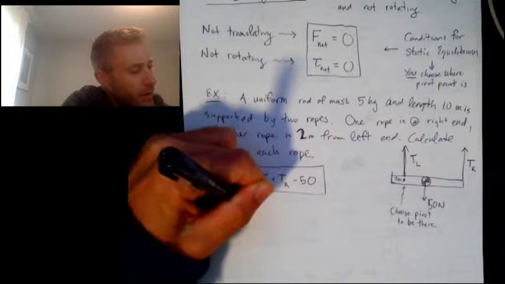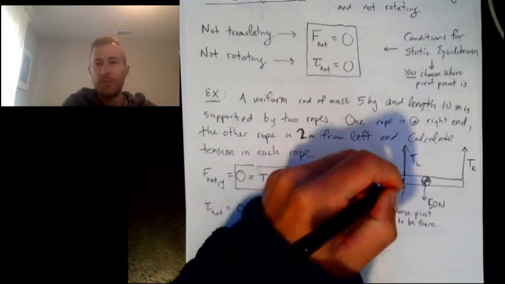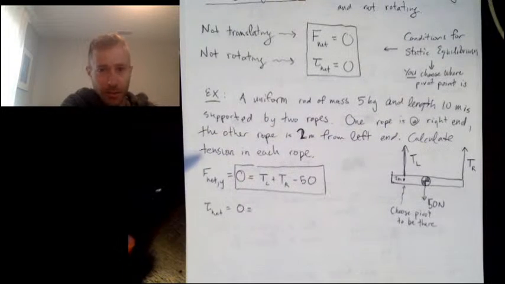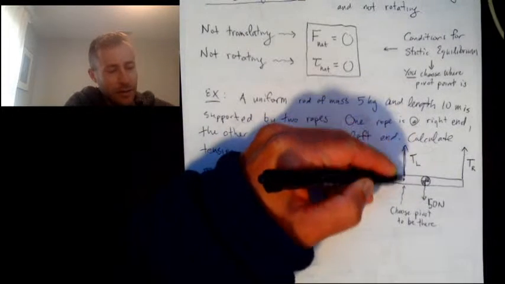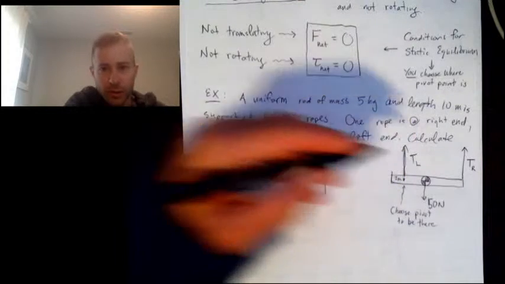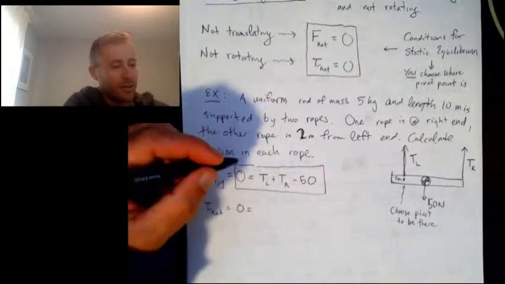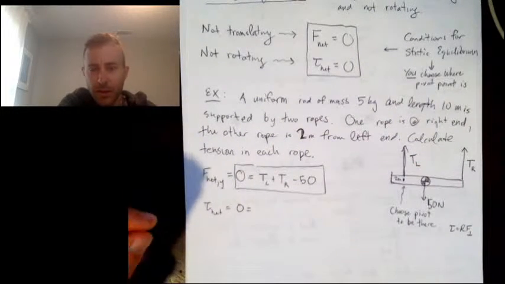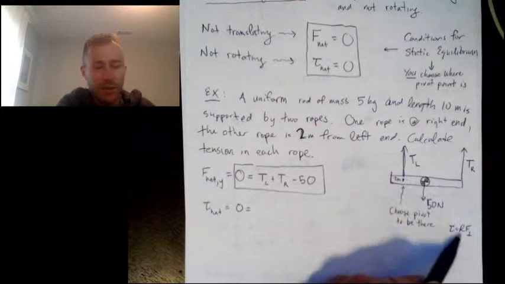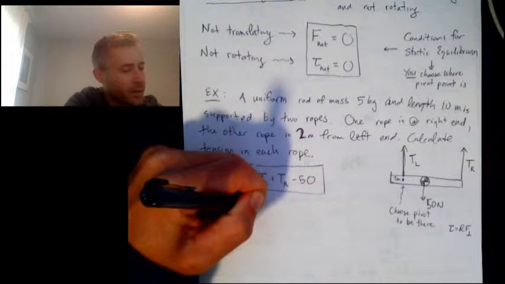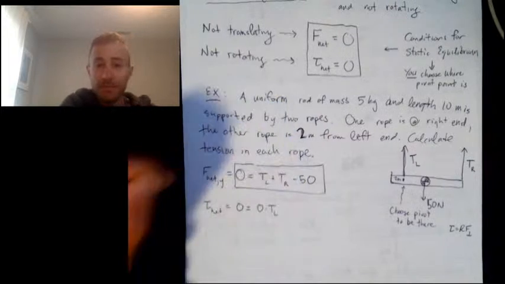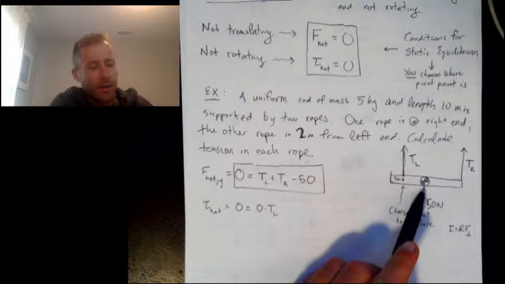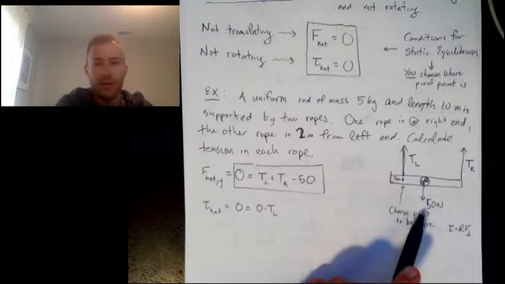So, if I choose this to be my pivot point, then I have 3 torques to add up. The first is the torque due to T sub L. Remember the formula for torque is R times F perpendicular. Because this force is acting at the pivot, it has an R of 0. So we get 0 times T sub L. So that's nice.